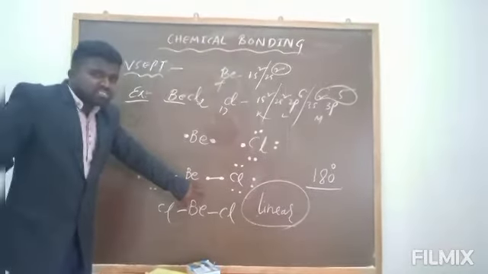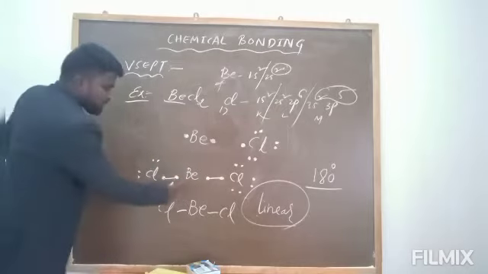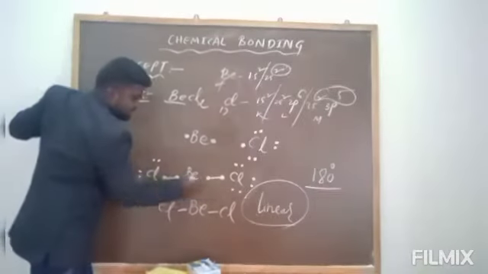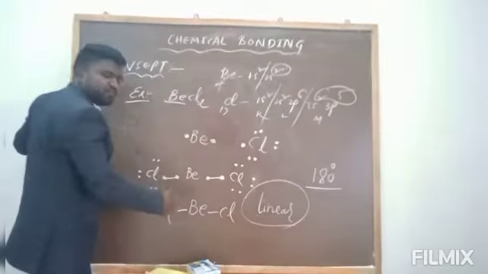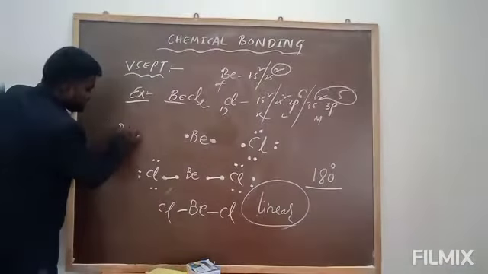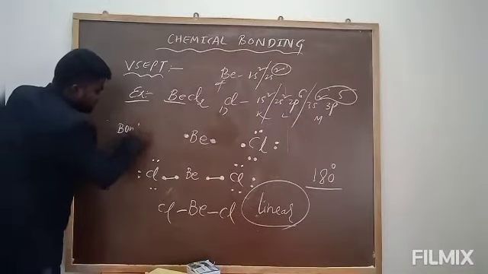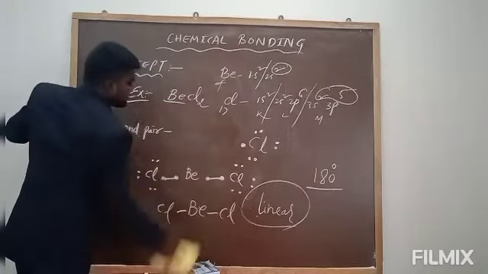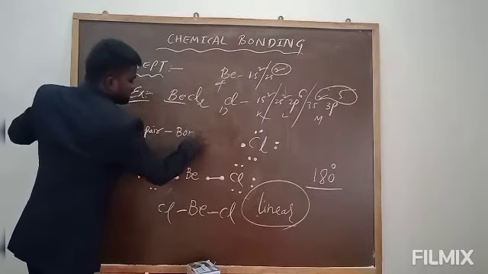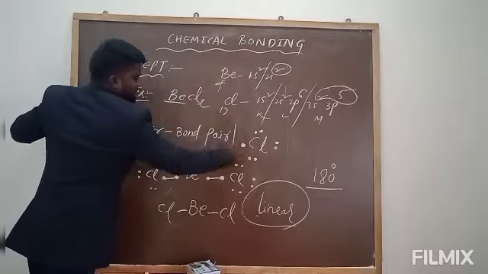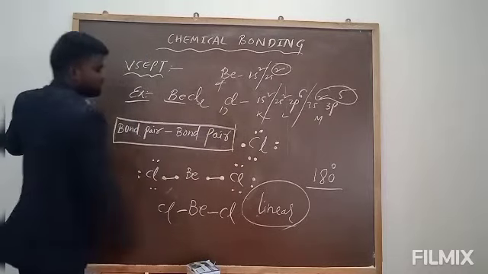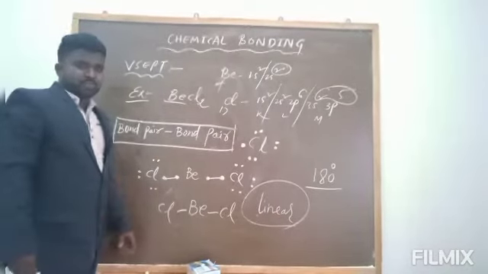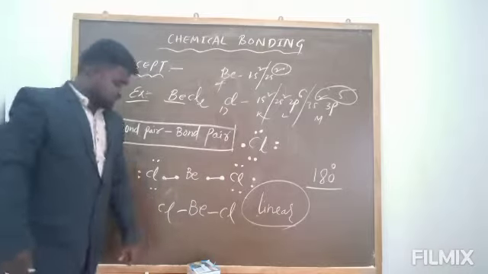Here, the repulsions are between which electrons? Beryllium containing bonding electrons, chlorine also containing bonding electrons. This molecule is an example for bond pair repulsion. This is about beryllium chloride. Next, we will discuss another molecule.